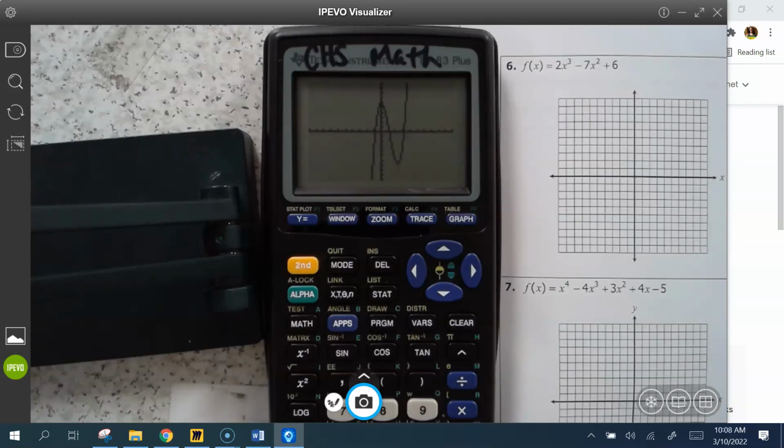So the first thing asks for domain. So what's the domain here? Negative infinity to infinity. How about the range? Negative infinity to infinity. That's exactly right.